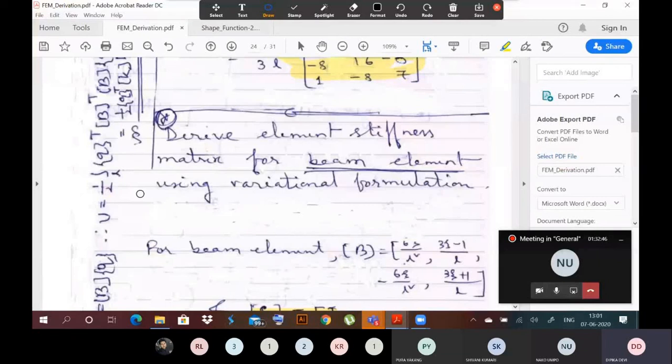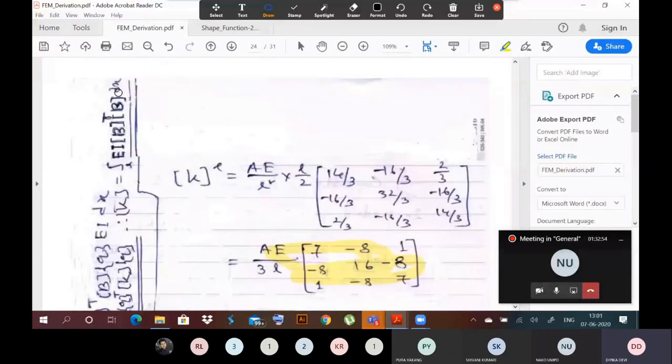You can put the expression for B, you can do the integration individually, or you can refer to the book by Chandrupatla or this S.S. Bhavikatti where this derivation is done and you can see. Okay, I have omitted this derivation. So the next discussion is the consistent load vector for a two-noded bar element.